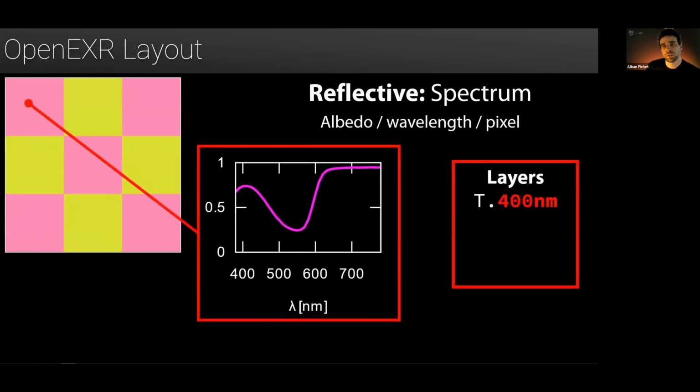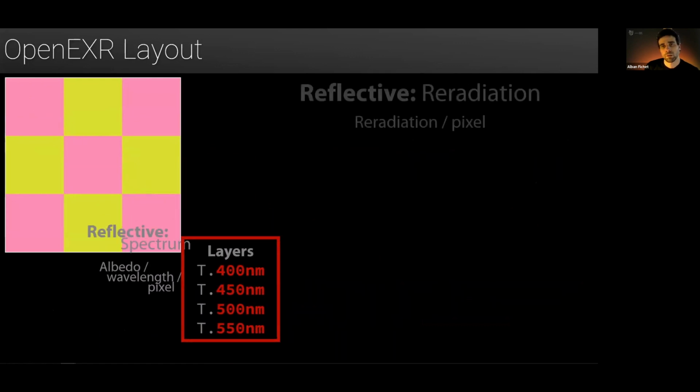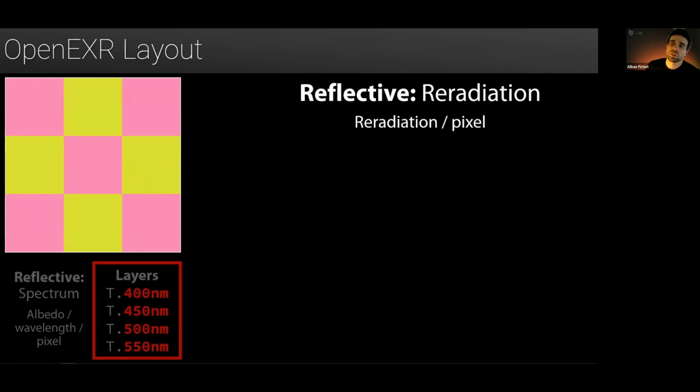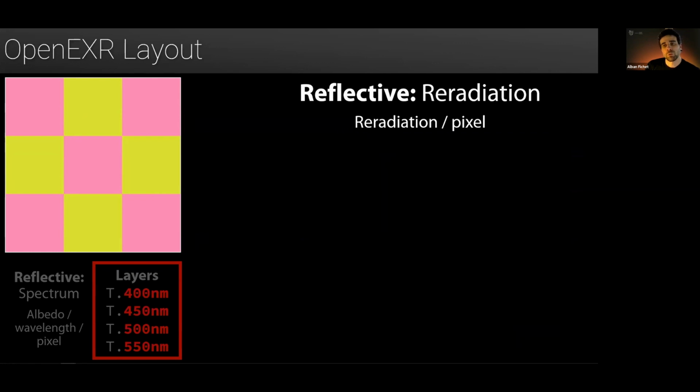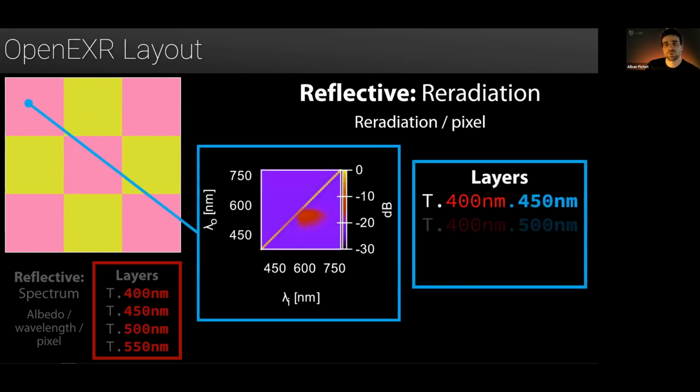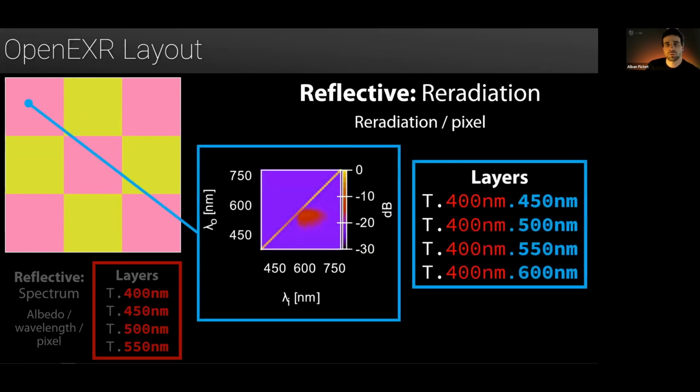For reflective images, we store the T-layer hierarchy in the same fashion, representing the reflective spectrum. But we can also use the flexibility of the OpenEXR format to allow storage of fluorescent textures. This is a very special kind of reflectance, absorbing energy at a given wavelength and re-emitting it at other wavelengths. Then we build a hierarchy for each wavelength to store a full radiation matrix per pixel.